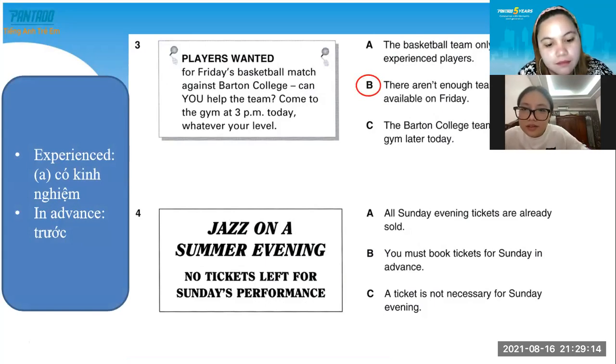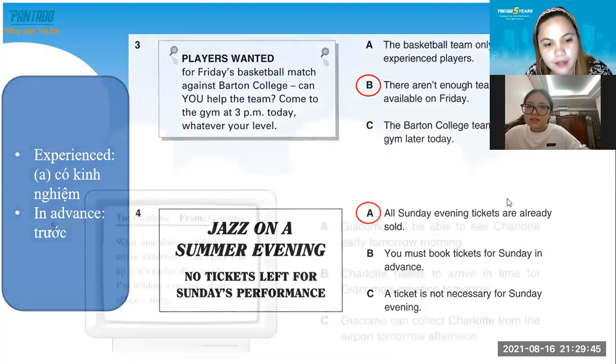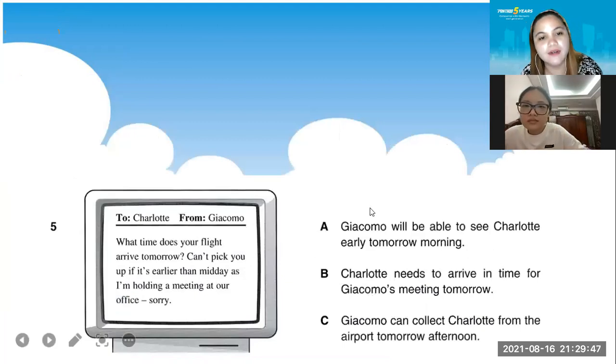Number 4. Just one summer evening. No tickets left for Sunday's performance. So what is that? I think it's A. All Sunday evening tickets are already sold. Very good. Okay, let's see if we have another one. Okay, so the last one, Tan.